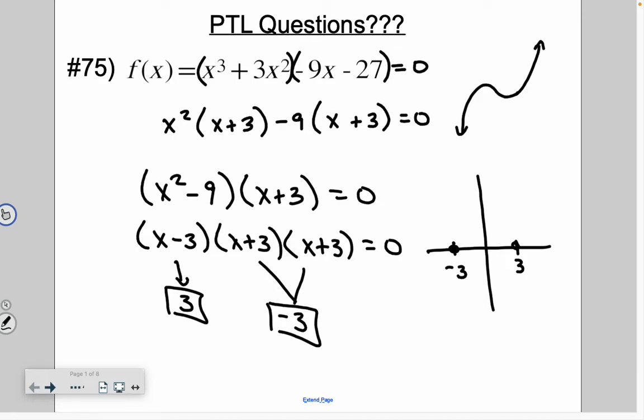At negative 3, it's going to bounce off of the x-axis. So it's going to look something along these lines. It's going to bounce off of that, come back down, and then at some point change direction and go back through positive 3. There's your sketch. It's got the general shape based on the fact that we started with a positive x cubed. And then we've got the zeros. Double root bounces off, single root goes through.